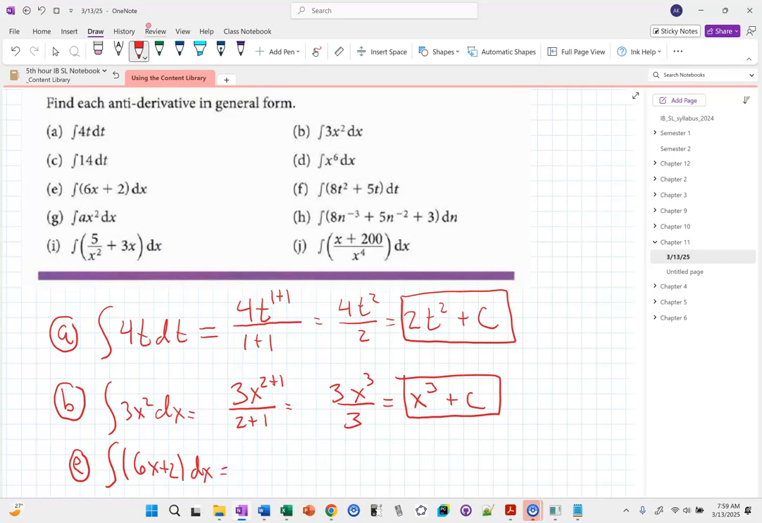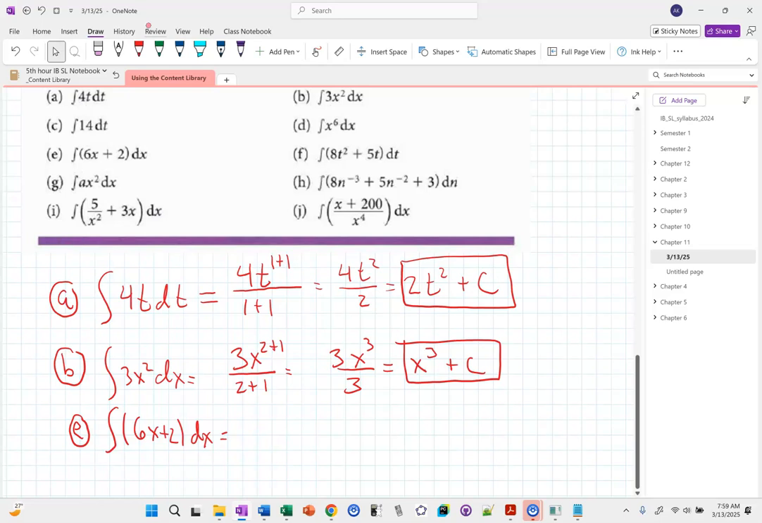What's the antiderivative of 6x going to be? Right, because I can think about this as just doing that, right? So again, I'm going to add 1 to the exponent and divide by the new exponent.